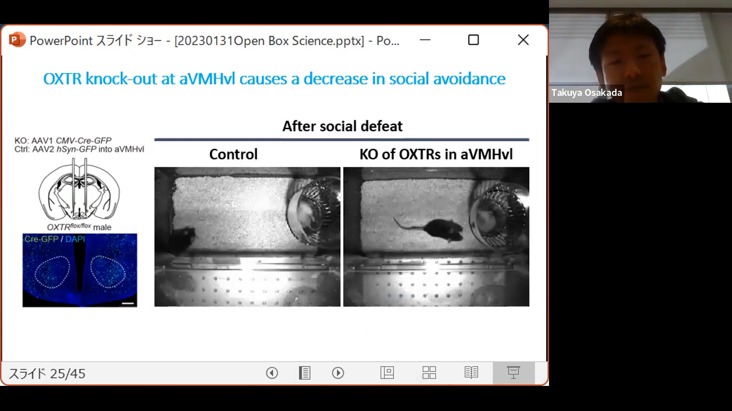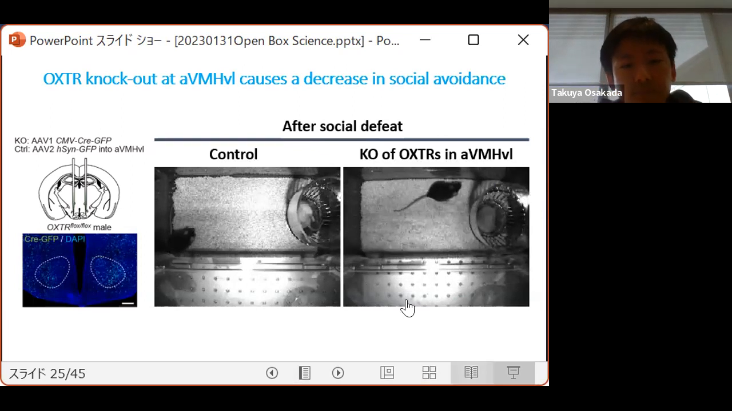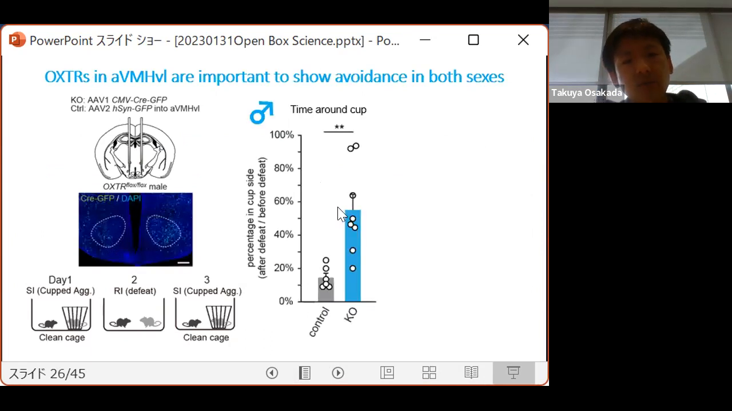There is approach and sniffing, and there is some avoidance, but in this video it's difficult to see strong avoidance behaviors. Yes, still sniffing, even though he experienced the defeat one day before. What I want to show here is the quantification of this lesion-specific knockout. The cup assay was performed before and after defeat events, and we compared the percentage of approaching behavior towards the cup.